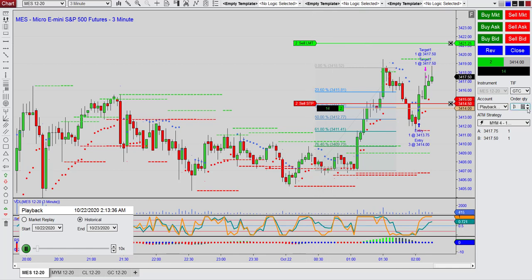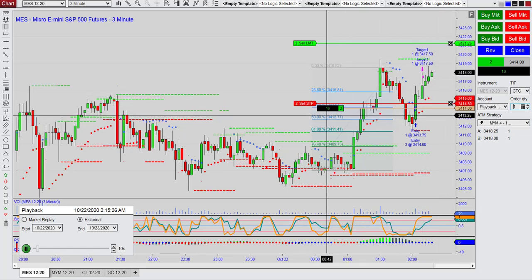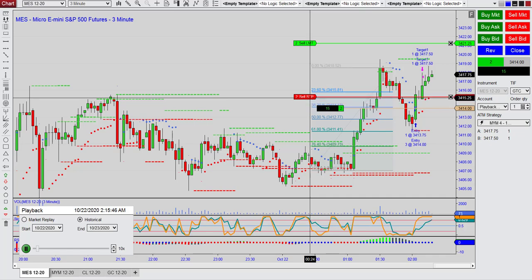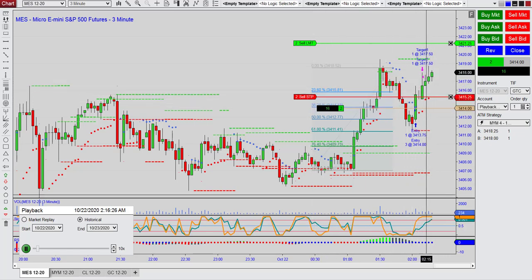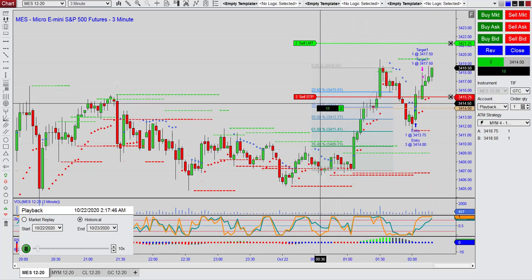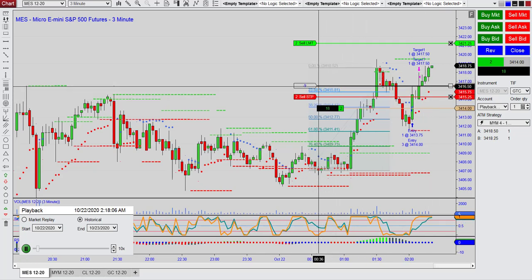I could lower it to 1 and take 1 if it gets up to 1750 or 34.25. I'm probably just going to let it go. Let's move up the stop to the stop point. We're starting to run out of momentum over here, and if it goes below that, I'm going to be out.